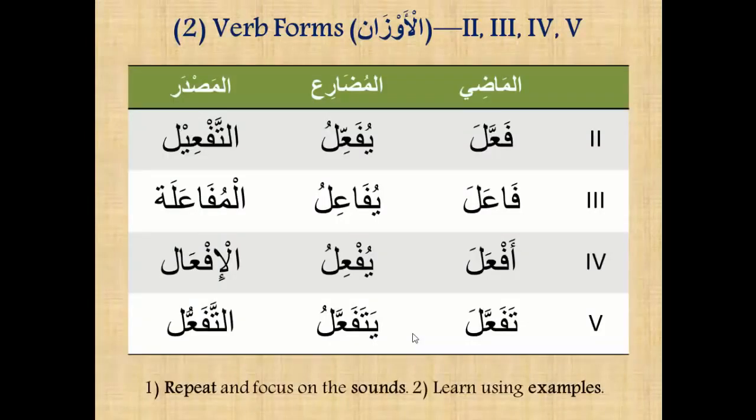Now, this brings us to the end of our discussion of al-awzan in today's lesson. We've covered forms 2, 3, 4, and 5. Here is a summary chart. I want you to please memorize this chart. And again, the two strategies for doing so, number one, to repeat. So repeat these to yourself out loud.